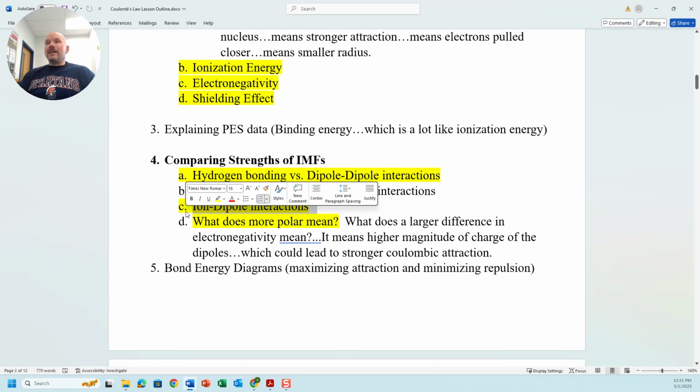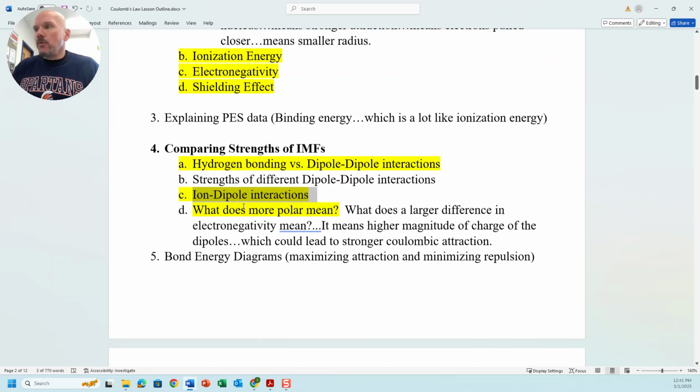So explaining ion-dipole interaction, right? When you dissolve salts in water, the new attractive force that forms is an ion-dipole interaction, right? So the ion, whether it's the positive ion or the negative ion of the salt, interacts with the negative dipole or the positive dipole of the water molecules, right? That's an ion-dipole interaction, okay?